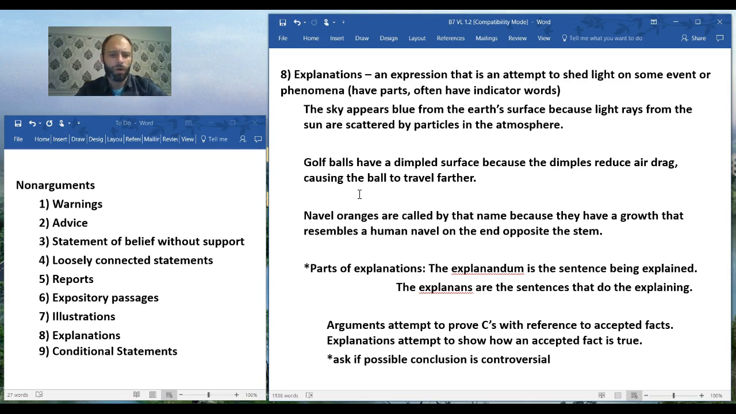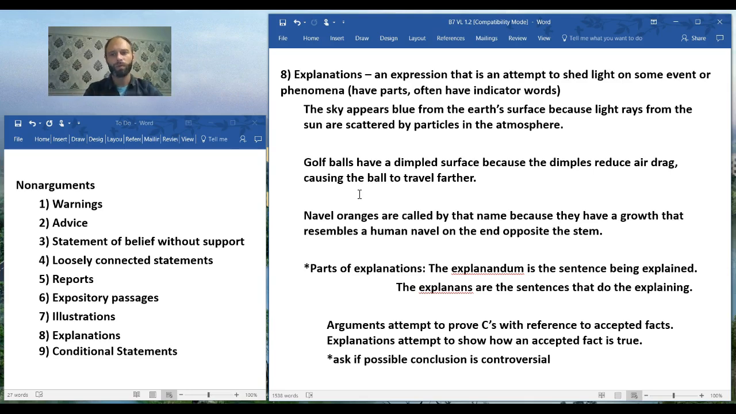But the way arguments work is arguments try to prove statements that are fairly controversial with reference to facts that are more or less accepted, right? So premises, arguments move from certainty to less certain, to try to prove a less certain conclusion. If the conclusion here is the sky appears blue from the Earth's surface, that would be a really funny thing to try to prove to people because that's immediately obvious, right? We look up at the sky, we see it appears blue from the Earth's surface. So what we thought was a premise isn't trying to prove that the sky appears blue from the Earth's surface. For that, we would only need to say, hey, look up at the sky, it looks blue. Therefore, the sky appears blue from the Earth's surface, right?